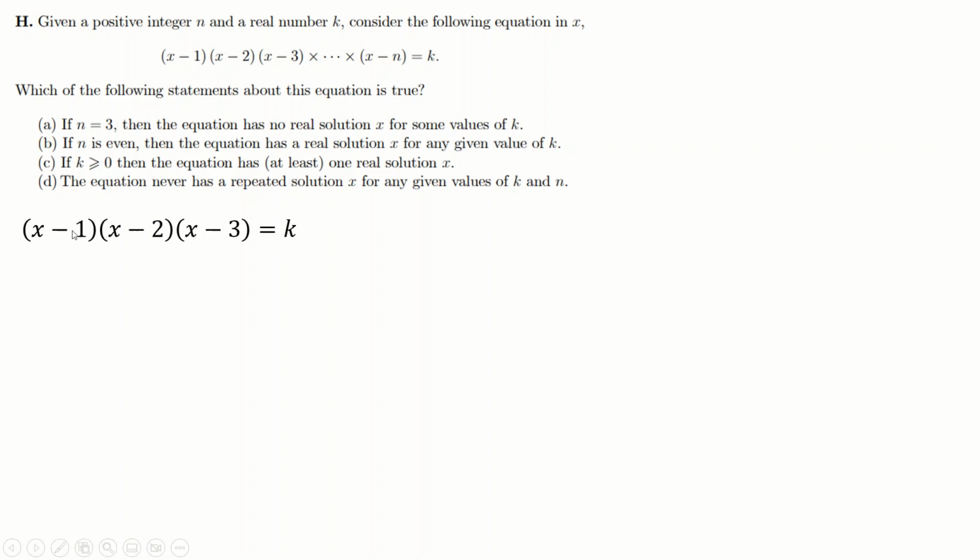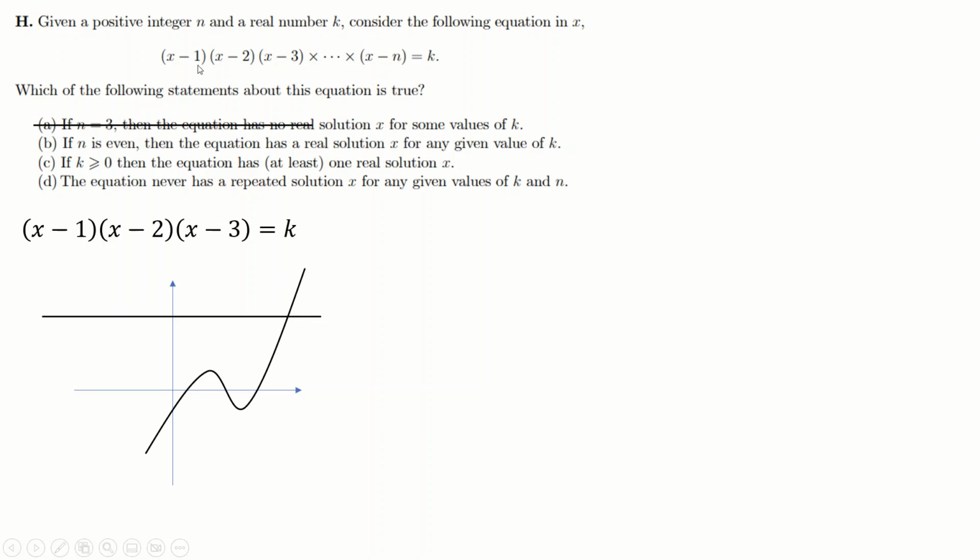Now this is a cubic with roots at 1, 2, and 3, so it looks a bit like this. Is there a value of k that this cubic never equals? Well, no, because whatever value of k you choose on the y-axis, you can always find a solution, because cubics essentially span the entire y-axis, because they go from down here up to here. Now quadratics don't, and that's about to be the next question. So A is false. There are no values of k for which I don't have a solution.